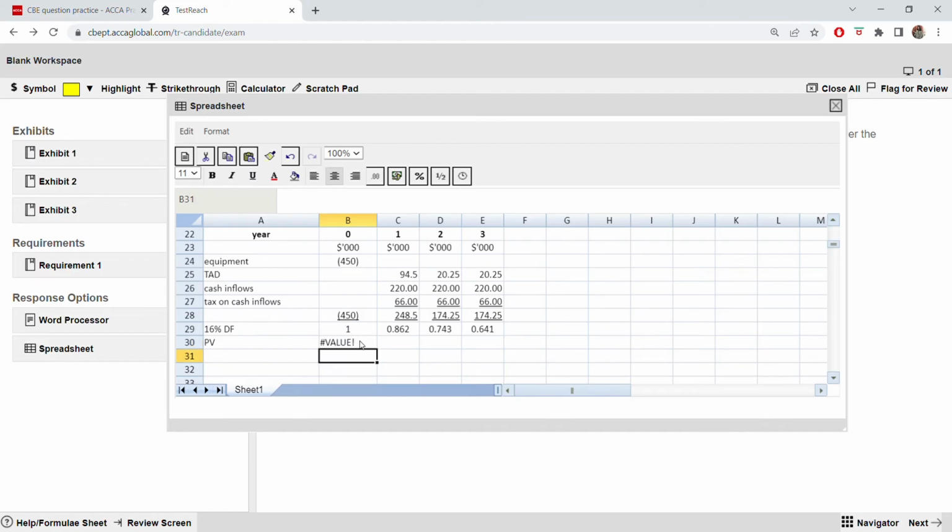It will not work because this is in bracket. The moment you put it in bracket, it will not take it. Now normally in your Excel, when you put bracket, it is taken as a negative figure, not here. Why? I will show you why.